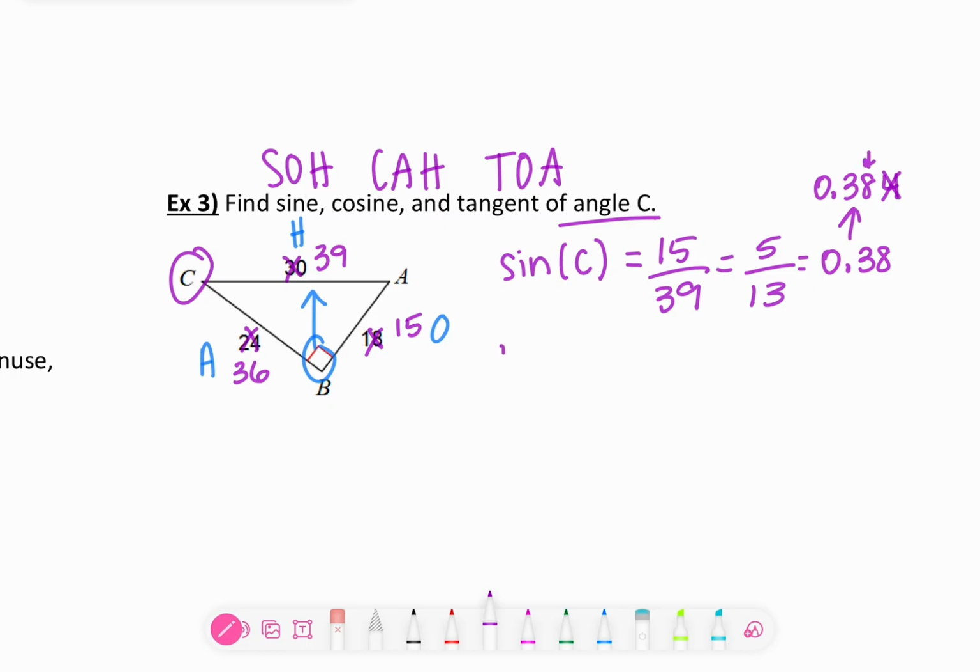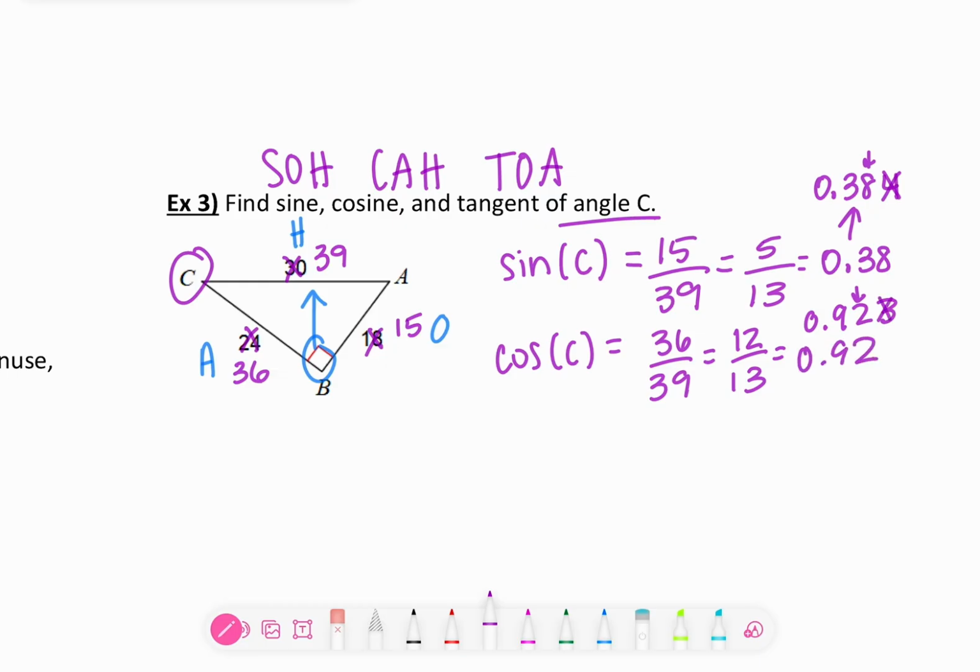Okay, let's look at cosine of C. Cosine C is equal to adjacent over hypotenuse. So that's going to be 36 over 39. We're going to simplify that. So 36 over 39, they have a 3 in common again. So that's 12 over 13. If I divide 12 divided by 13, I get 0.923, which again rounds down because the number after it is less than 5. So it's 0.92.